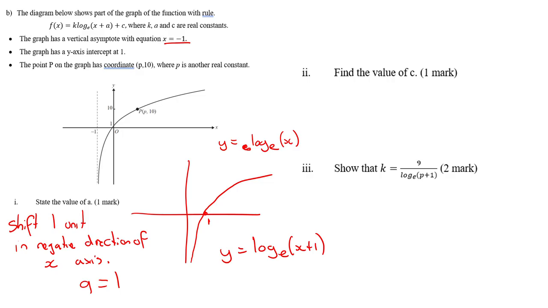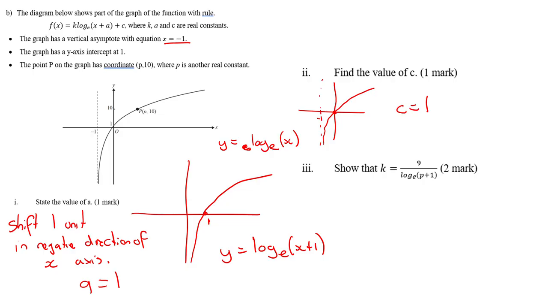The second part, that would mean now I've got this at negative 1, an asymptote, and my graph is going through my origin. So when it says the graph has a y-axis intercept at 1, it means my graph has been pushed up by 1, which is what the c will do. So c also has to be 1.